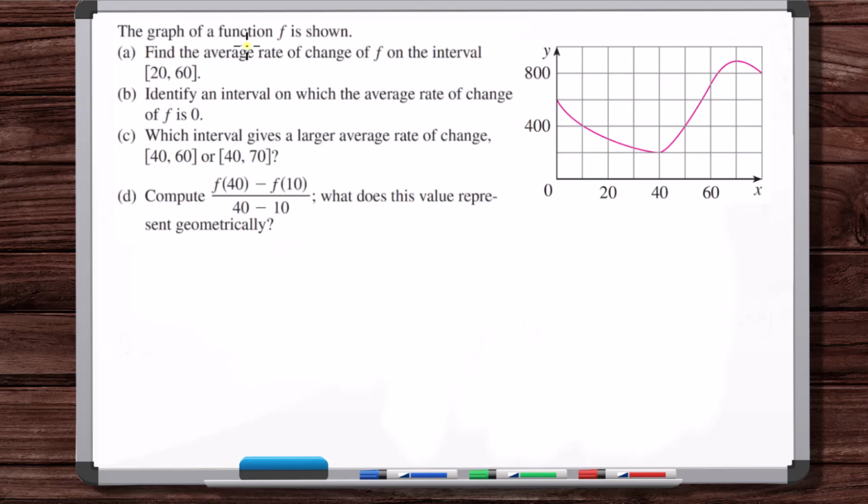The graph of a function f is shown. Find the average rate of change of f on the interval from 20 to 60. So from 20 to 60, what's the average rate of change of the function?